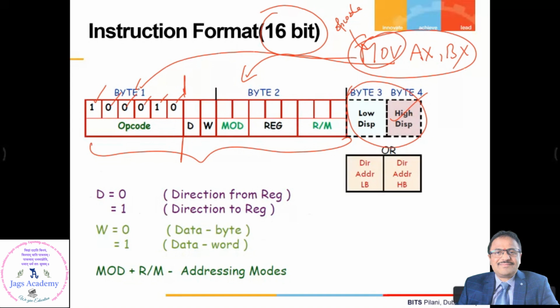100010. For add, you have something else. For subtract, you have something else. So this opcode, which is move, is represented by 100010. The six most significant bits represent your opcode. So the moment you have an instruction like move AX comma BX to be converted into machine instruction, the first 6 bits are for the opcode.